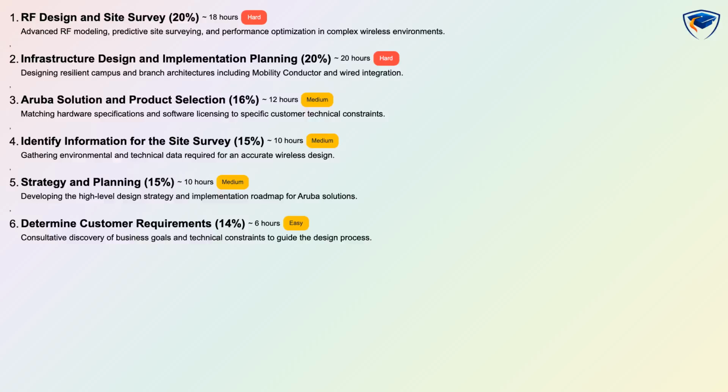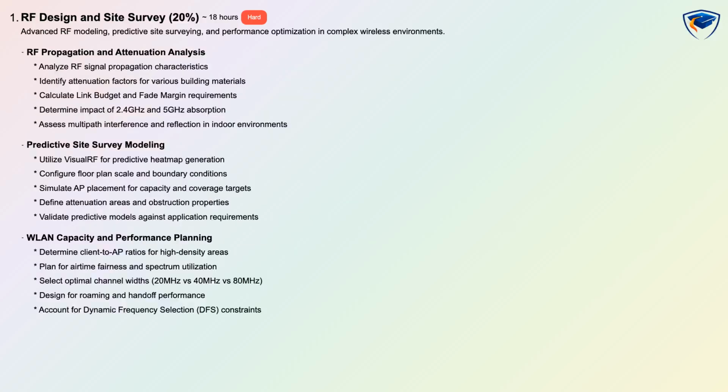roadmap. RF design and site survey is weighted at 20%, rated hard, and recommends about 18 hours of focused study with scenario-based assessments. You will learn advanced RF propagation and attenuation analysis, including how materials affect signal loss, how to calculate link budget and fade margin, and the different absorption characteristics of 2.4 and 5 GHz bands.